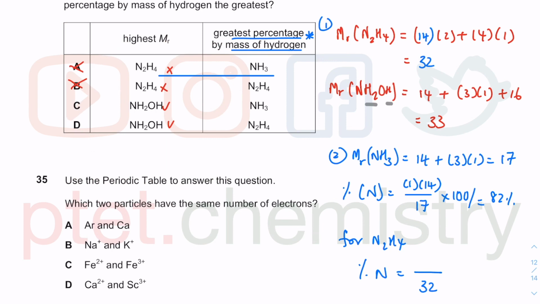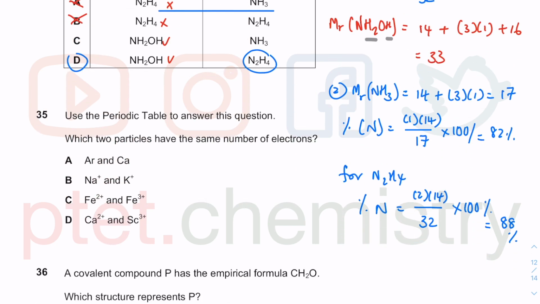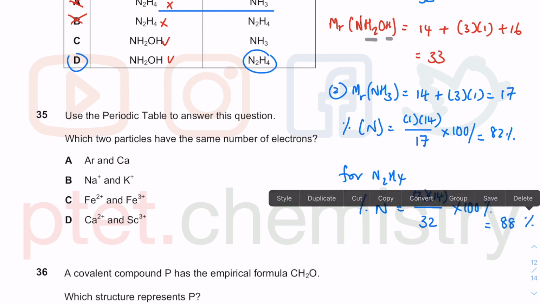So 2 nitrogen, and then 2 times 14, which is 28, divided by 32 times 100%, and I get 88%. The greatest percentage by mass of nitrogen is not in NH3, but in N2H4. So that must be option D there. Let me just move that up there a little bit.